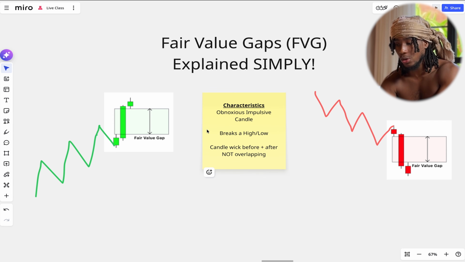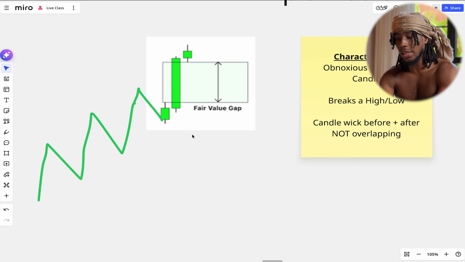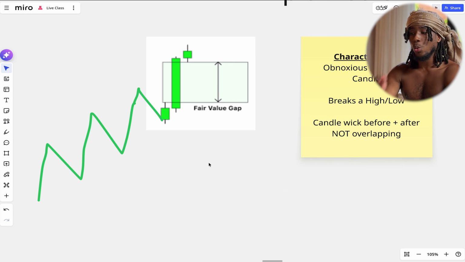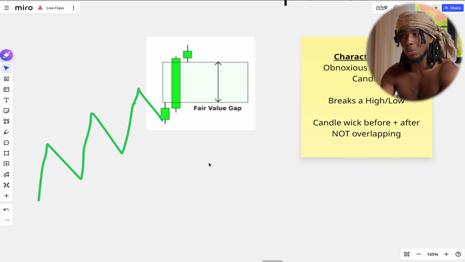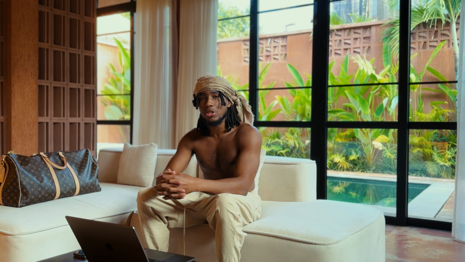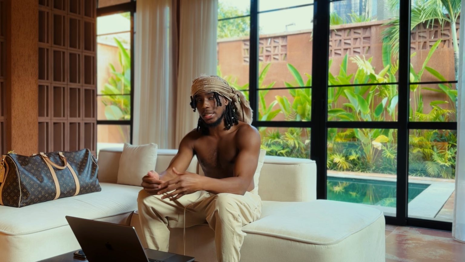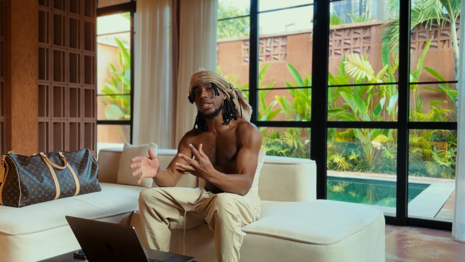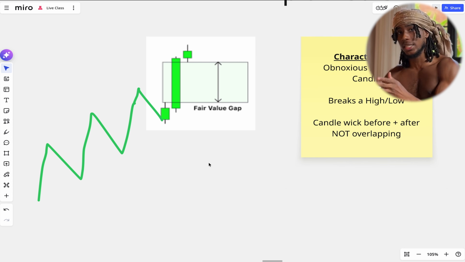Okay, so a fair value gap is characterized by a huge, obnoxious, impulsive candle. It's gonna be like this, for example, in an uptrend, and you're gonna know what's a huge, obnoxious, impulsive candle because you're gonna see it. It's those candles that you look at in the market and you're like, yeah, the Matrix definitely did this. The banks definitely did this. This is some type of manipulation. There's no reason why this candle is this big.